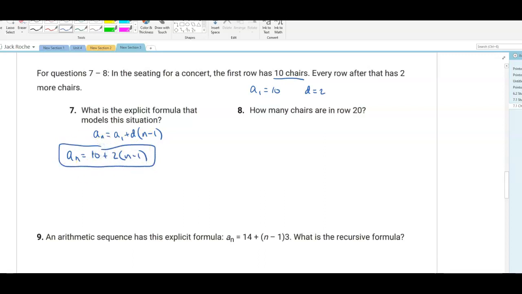Okay, so how many chairs would be in row 20? Well, a sub 20, right? I'm replacing n with 20. So 10 plus 2 times 20 minus 1, which is going to give me 10 plus 2 times 19, which is 10 plus 38. So a sub 20 is 48 chairs.